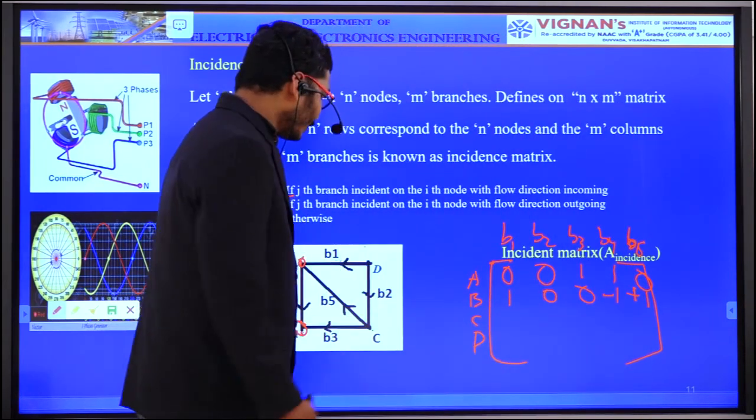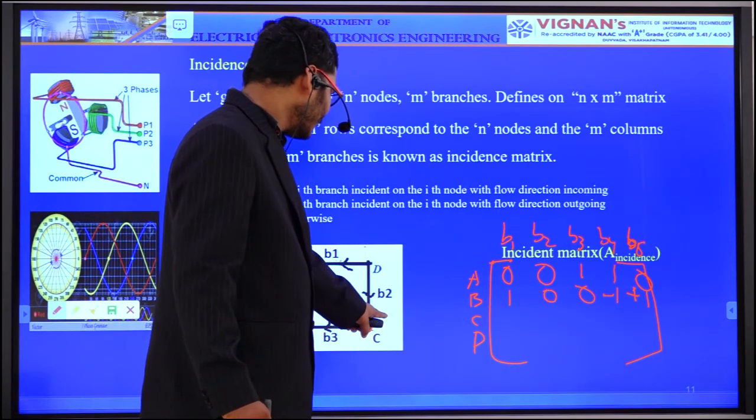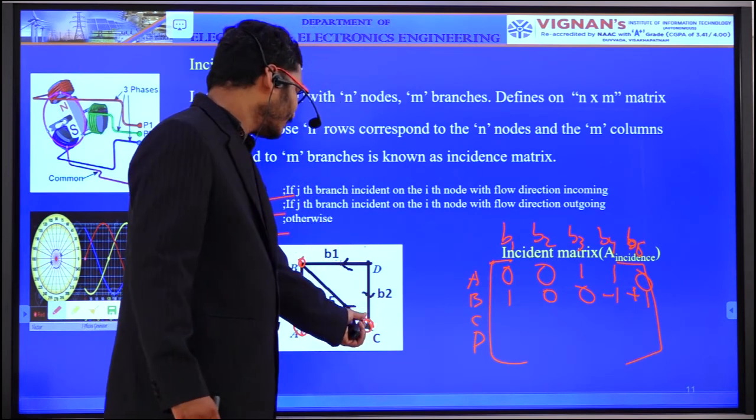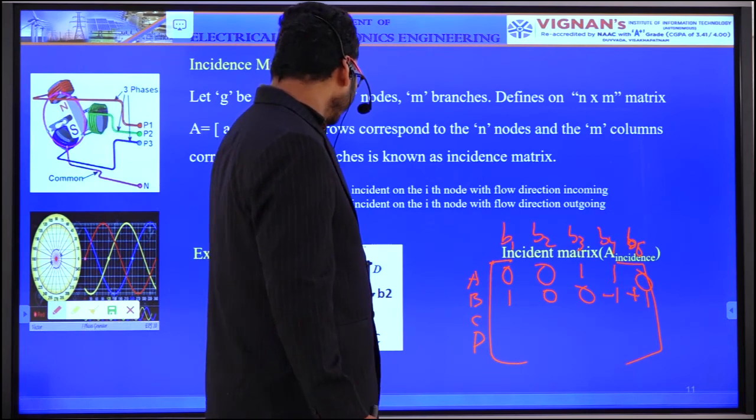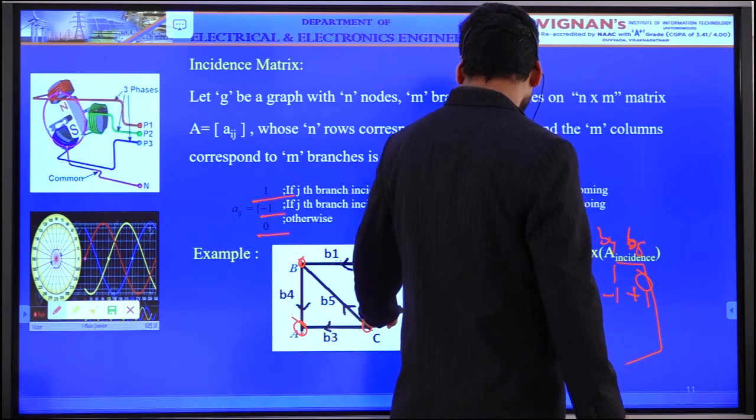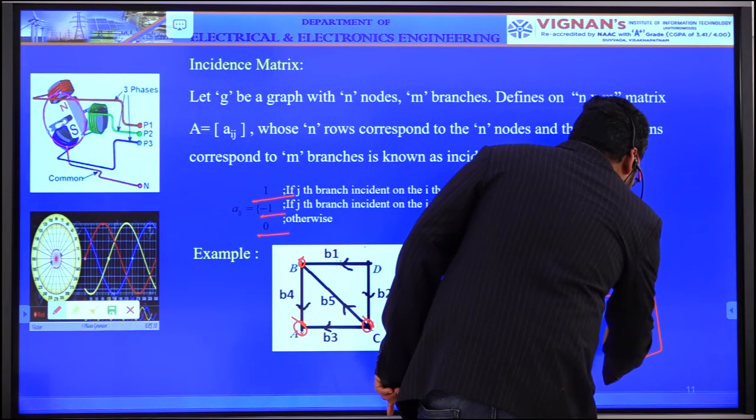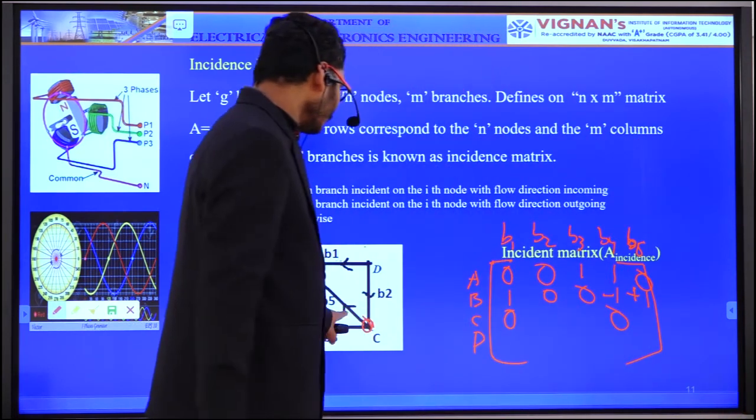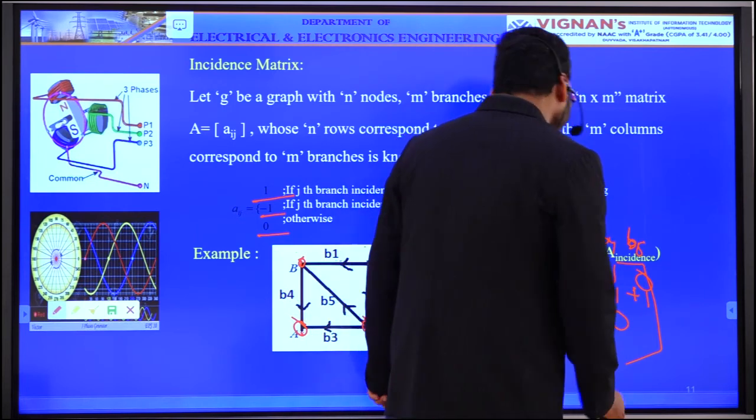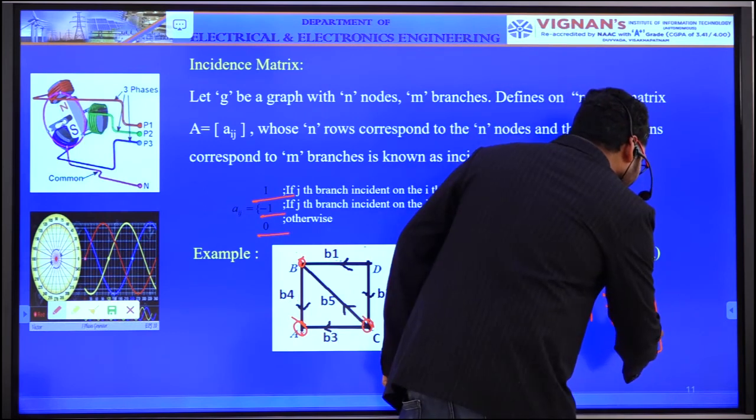Similarly for node C, branches B2, B3, and B5 are connected to C, but B1 and B4 are not, so B1 and B4 are zeros. B2 is incoming, so 1. B3 is outgoing, so -1. B5 is also outgoing, so -1.